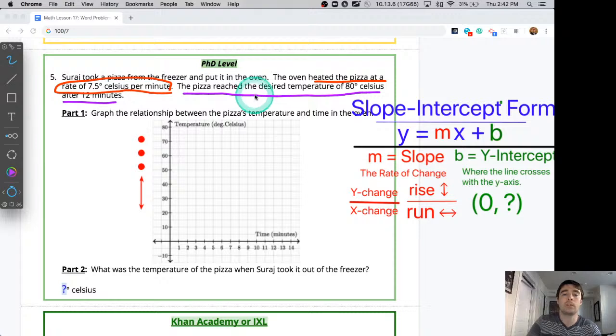And the reason I'm putting it in purple, not green, is that this isn't our y-intercept. It doesn't start out at 80 degrees, but it is one point in time. So I called it a purple data point because it describes one point on the graph. Specifically, it tells us, hey, at the 12-minute mark, the pizza's at 80 degrees.